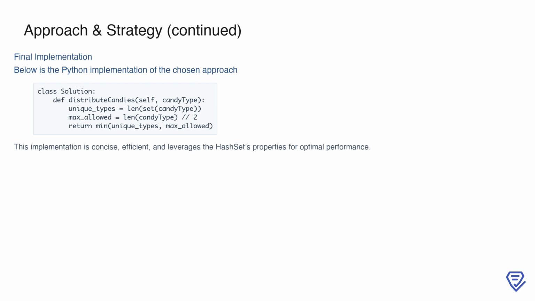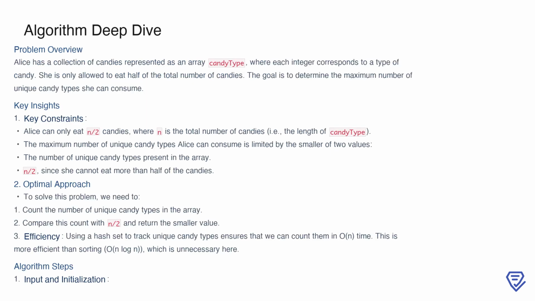This implementation is concise, efficient, and leverages the properties of the hash set to handle duplicates seamlessly. It achieves O(n) time complexity and is well suited for handling large inputs, making it the optimal solution for this problem. In this problem, Alice has a collection of candies represented as an array called candy type, where each element corresponds to a specific type of candy.